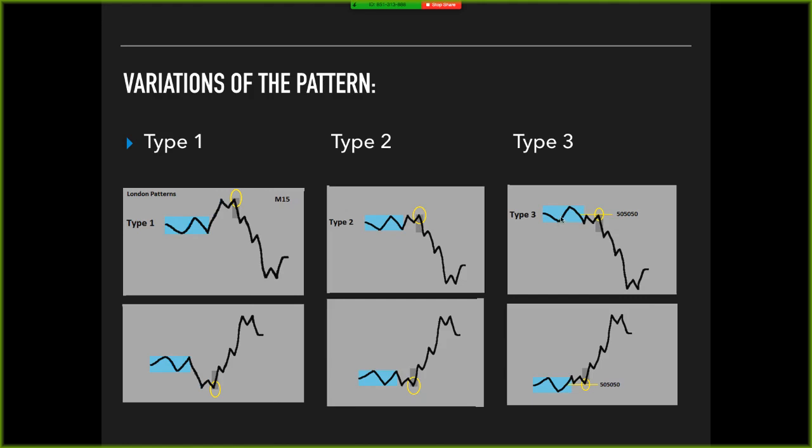Okay, so on the buy it is the same thing. So you have the Asian range, and then you have the 50 line, and then a bounce off the second leg off the 50 range and then up.